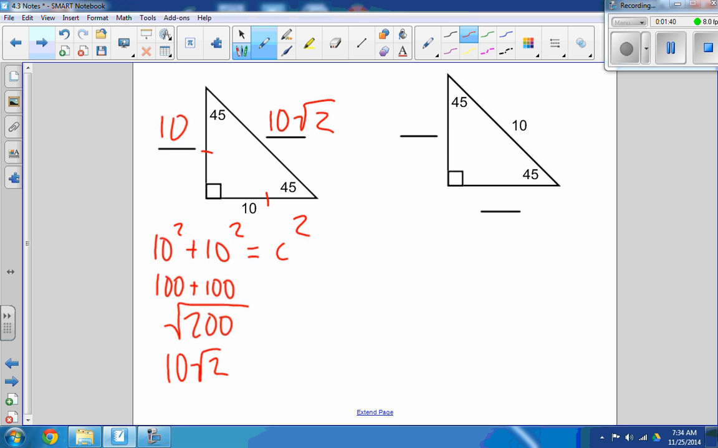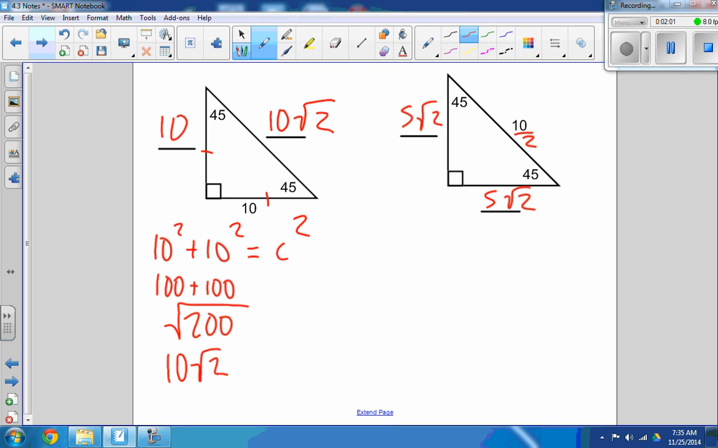Okay, so let's work it the other way. Well, what if the hypotenuse is 10? What are the other sides? Well, that ends up being pretty simple as well. 5 square root of 2. So where did 5 square root of 2 come from? I divided this by 2, giving me 5, and then adding that square root of 2.